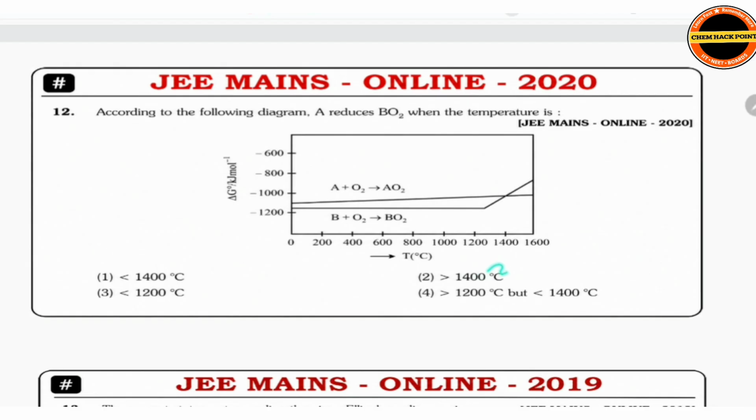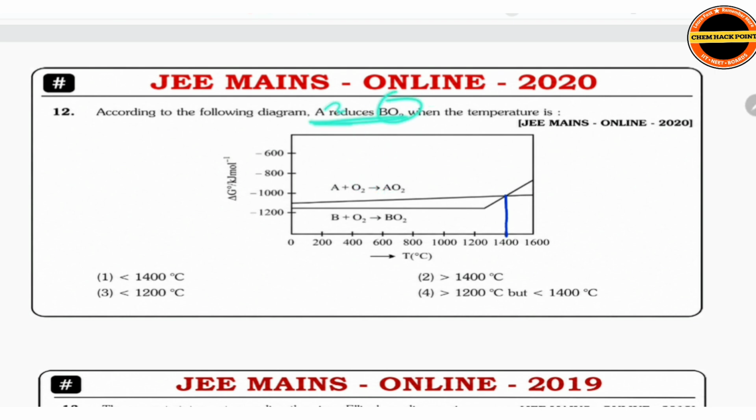Now you see here till 1400 Kelvin, till this point, the graph of B is below AO2, right? So here what they mention is A reduces BO2. To reduce BO2, the A graph should be below BO2. According to the principle, whichever element has a graph lying below in the Ellingham diagram, such elements can reduce the oxides above.